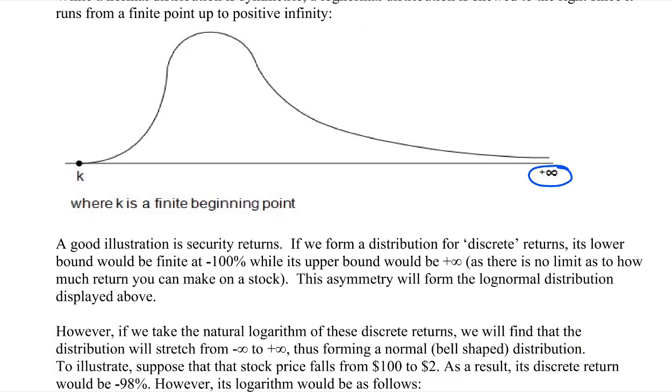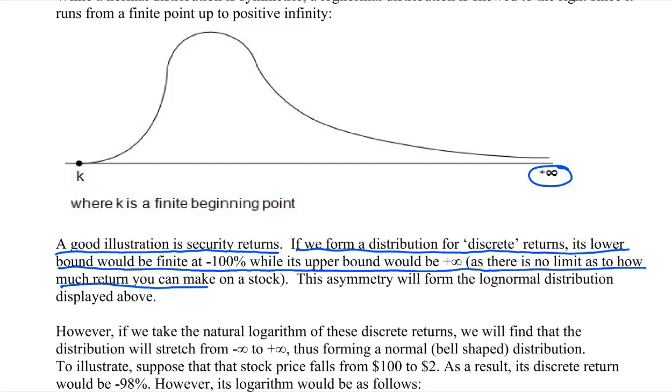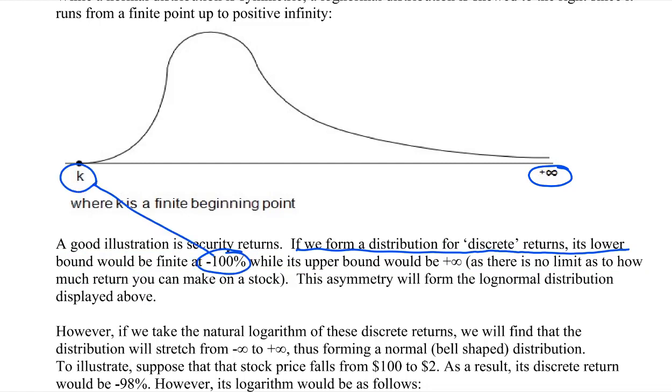So a good illustration of log normal distribution is security returns. If we form a distribution for discrete returns, its lower bound would be finite at minus 100%, while its upper bound will be positive infinity, as there's no limit as to how much return you can make on a stock. Well, that's true, right? If you buy a stock, what's the worst thing that can happen? You can lose minus 100%. So you see how you have a finite negative value for stock return. On the other hand, in theory, there's no upper limit with respect to how much return you can make on a stock. So it can go to positive infinity.